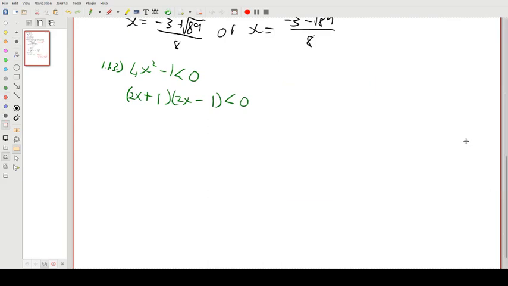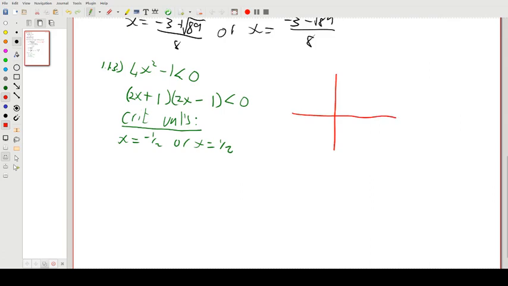What we should actually be doing is saying, well, now we have our critical values. Let's write that: critical values. Now we treat it as if it was an equal sign. So 2x plus 1 equals 0 gives x equals negative half, or x equals positive half. Those are the critical values. But what do we do with the critical values? We draw a graph of our parabola.